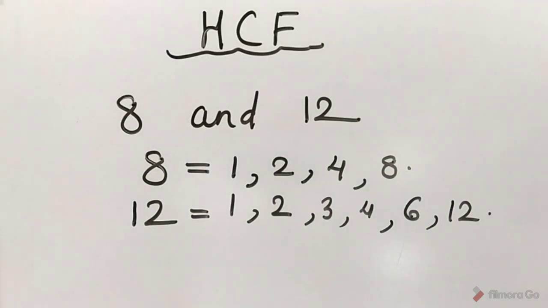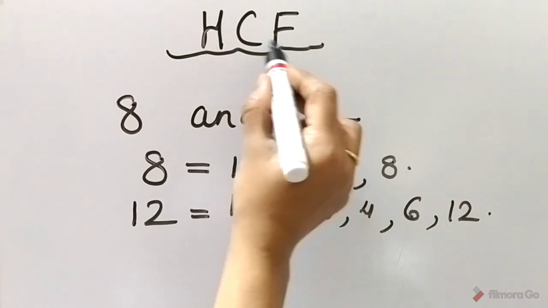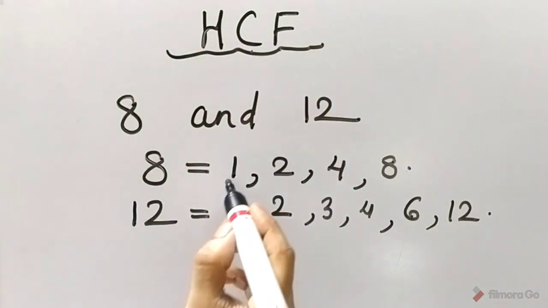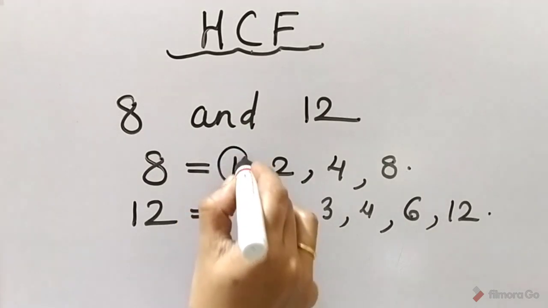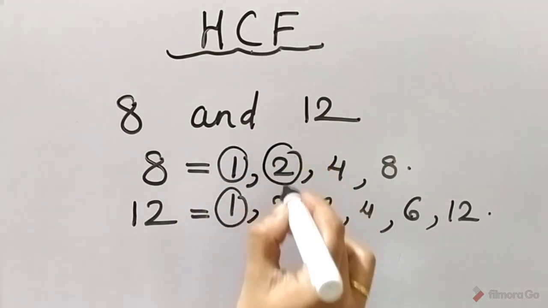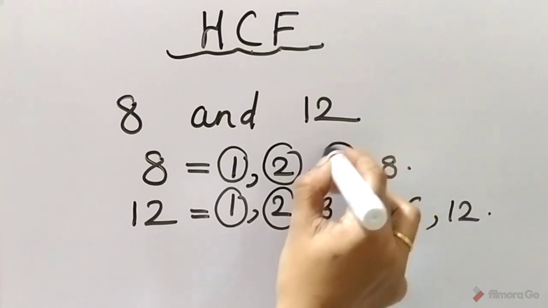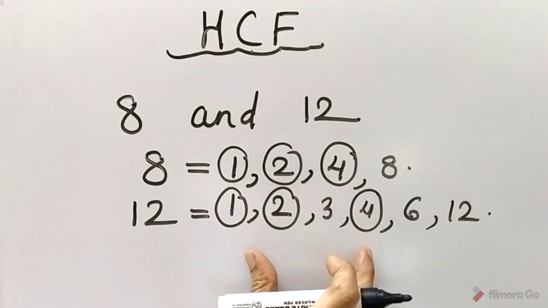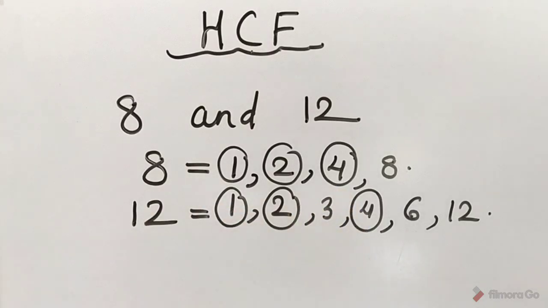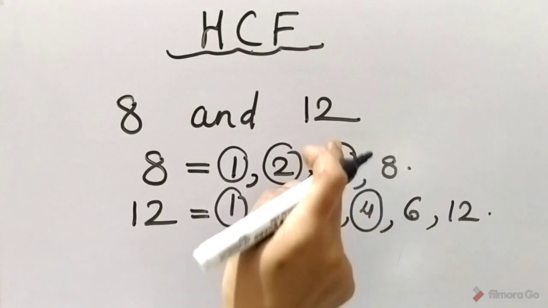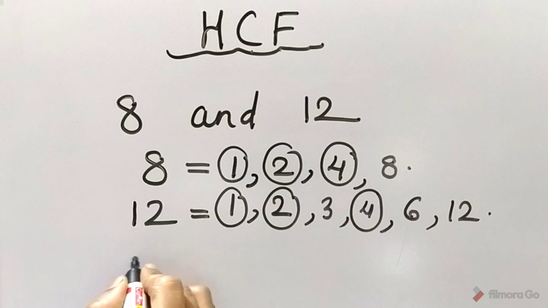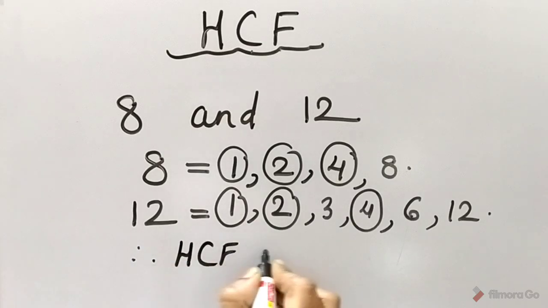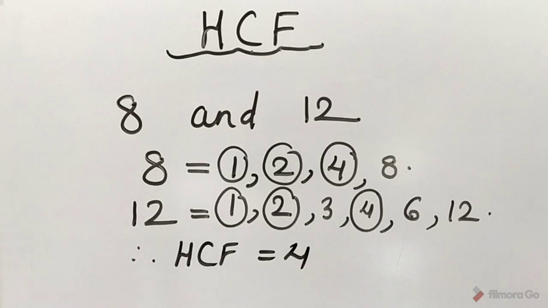Now we have to find out. First, after finding out factors, you have to see what are the common factors. You can see 1 is common. Then 2 is common in both the numbers. 4 is common. What else is common? No, only 3 factors are common. Out of these 3 common factors, now you have to select the highest common factor. And what is the highest common factor? You can see here the highest common factor is 4. So what will be the HCF of 8 and 12? It's 4. Clear?